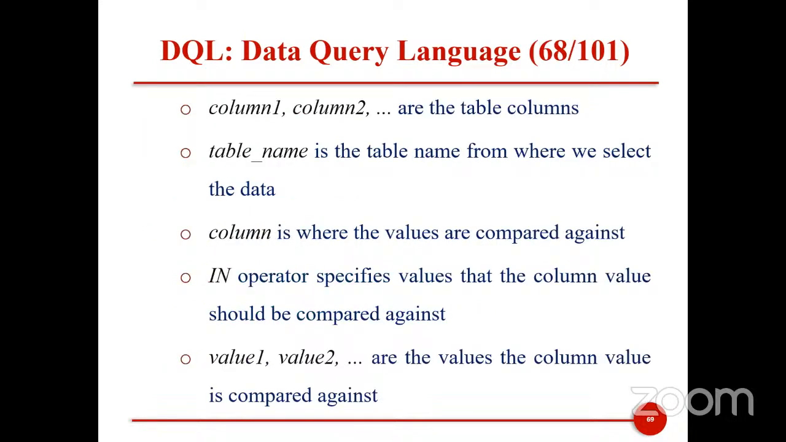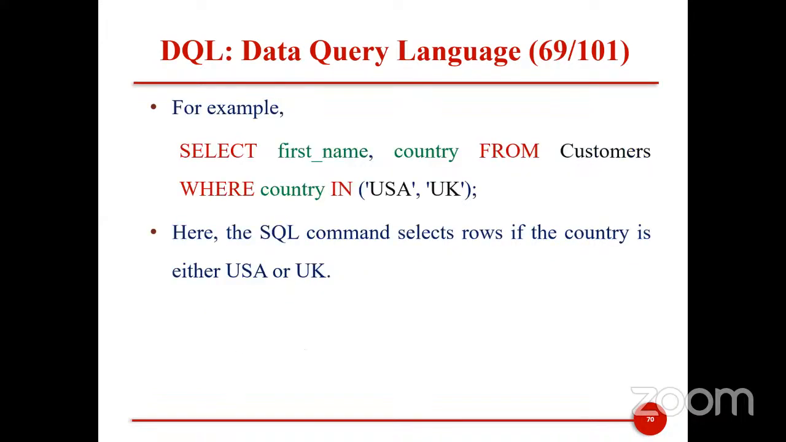Column 1, column 2 are the table columns. Table name is the name of the table. The IN operator specifies the column values should be compared with. That's why you specify value 1 and 2. For example, SELECT first name, country FROM customers WHERE country IN USA and UK. Which means that it will retrieve for you the first name and country of all the customers who belong to those two countries. That is using IN.